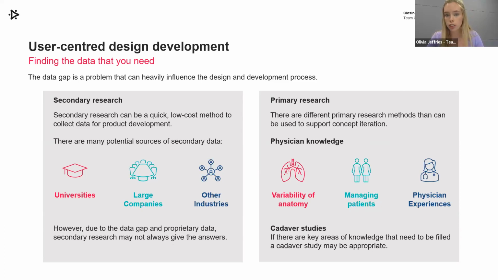There are different sources and opportunities to find this data, whether that be university publications. They're constantly doing different research in different areas. Large companies might have collaborations with hospitals where they're also publishing the data that they find, as well as other industries. If you're making something to help support breast cancer, and you're struggling to find anthropometric data, could you maybe look towards the sports bra industry, where they've done a lot to characterize the anthropometric data of that and a lot to understand the sensitivities around the breast? However, with that being said, due to the data gap and proprietary data, there is the chance that secondary research is not always going to give you the answers that you need.